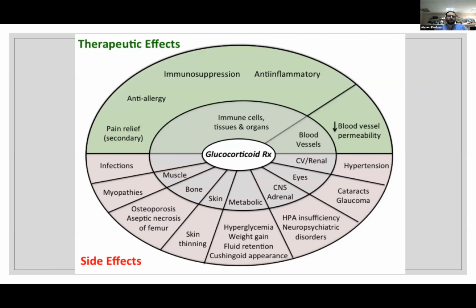And when we use glucocorticoids externally as exogenous cortisol, like dexamethasone, it has therapeutic effects and other side effects. The therapeutic effects, as we can see, are pain relief, anti-allergic, immunosuppression, and anti-inflammatory, but it comes with lots and lots of side effects, starting with infection, myopathies, osteoporosis, skin thinning, hyperglycemia, and many more.